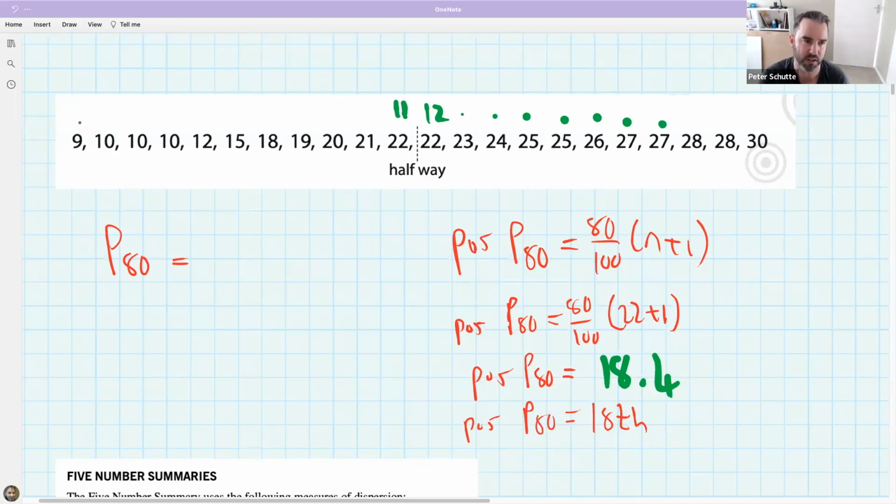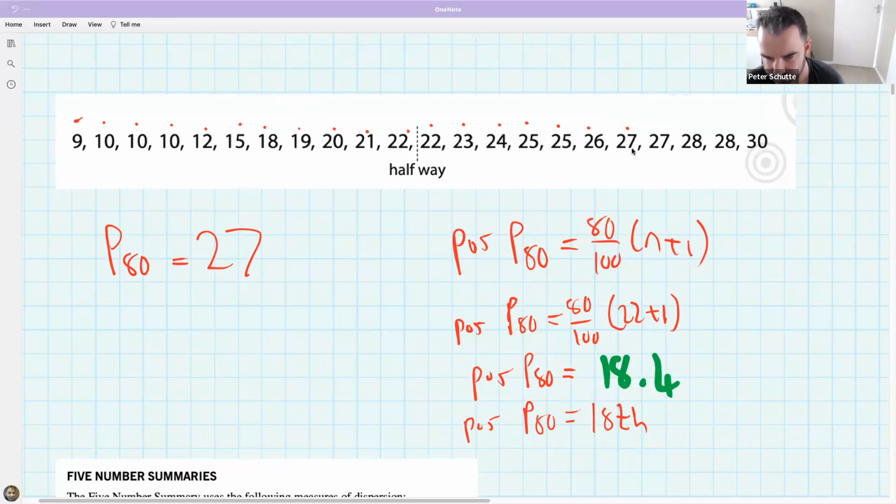If we start at the beginning, we can go 1, 2, 3, 4, 5, 6, 7, 8, 9, 10, 11. So that's 11. And then we're going to go 12, 13, 14, 15, 16, 17, 18. The value of P80 is 27. And in this case, it actually didn't make a difference. But basically, if you get to 27, 20% of the data is above, and then 80% is below. Now, that was just the basic idea of a percentile.